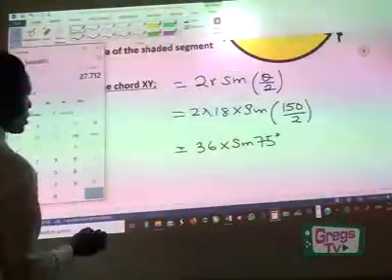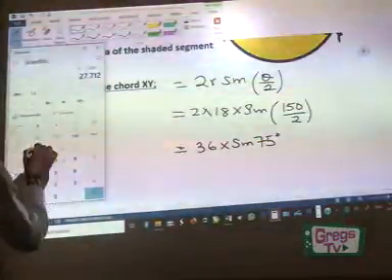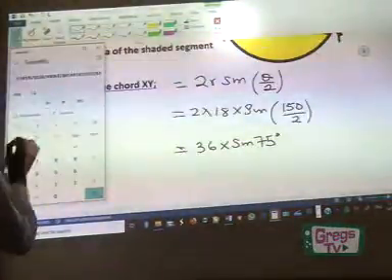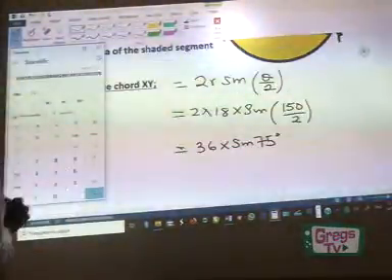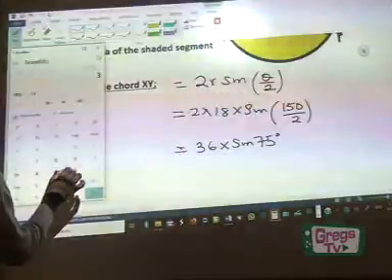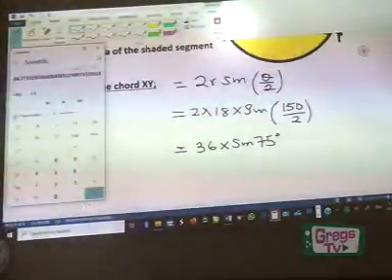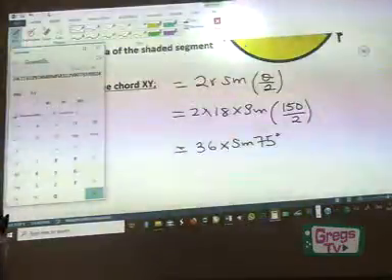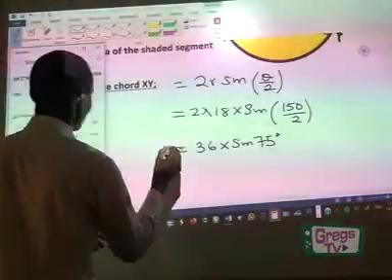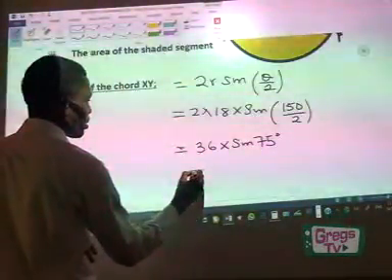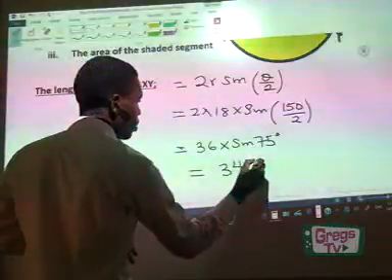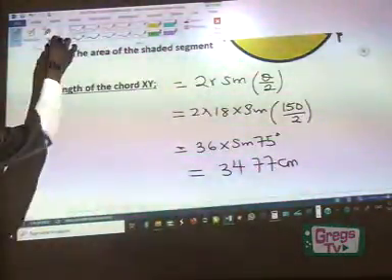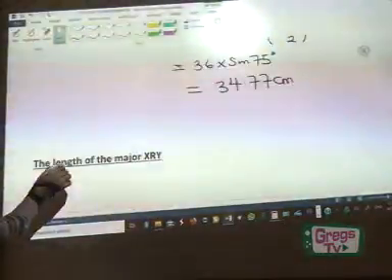So let's see how that works. Sine 75 degrees, then multiply it by 36. Your answer should give you 34.77. So you have 34.77 centimeters since it's the length. So we'll move on to the next thing on the agenda.